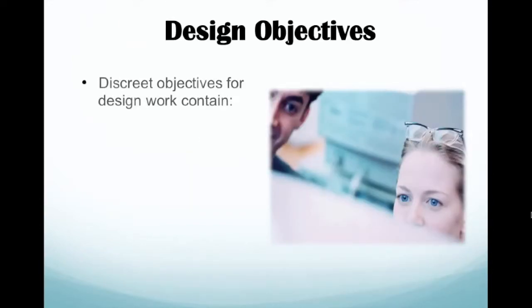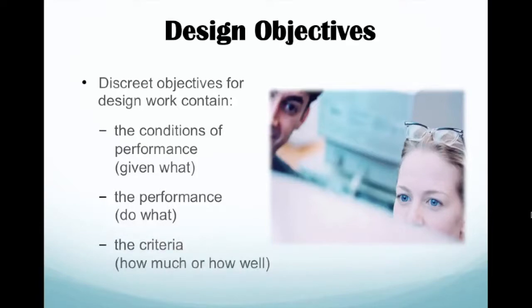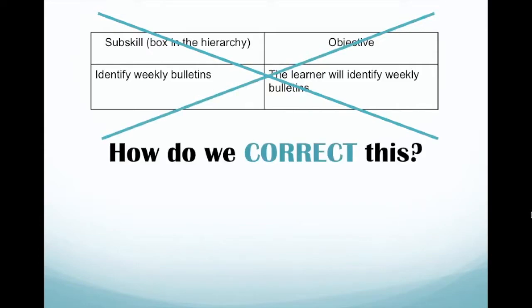Discrete objectives for design work contain the conditions of performance, or given what, the performance, do what, and the criteria, how much or how well. Let's look at this example. Identify weekly bulletins. Here's our objective. The learner will identify weekly bulletins, but it seems to be missing some parts. So how do we correct this?